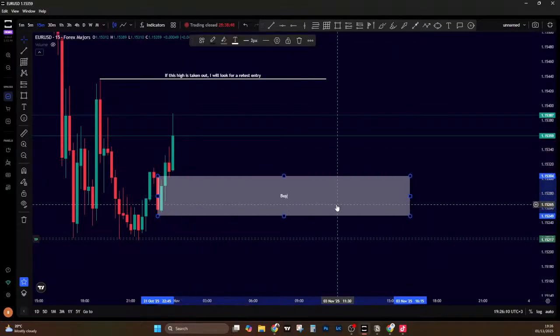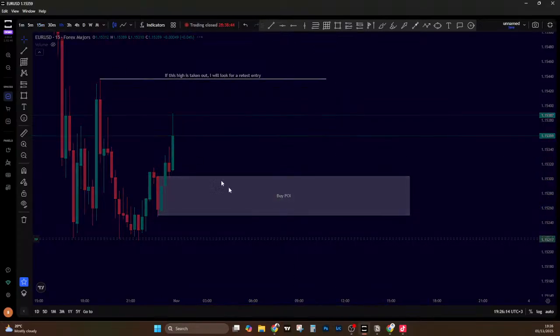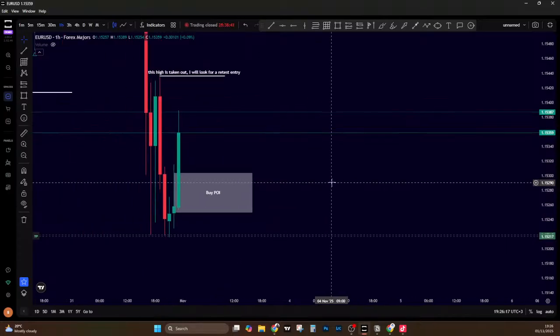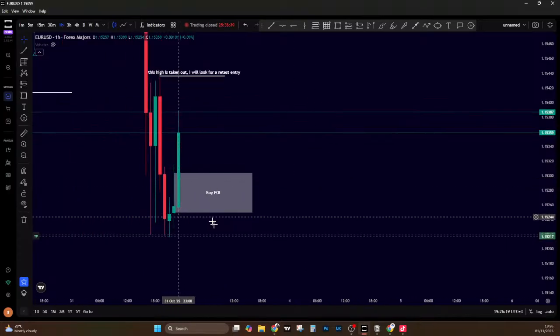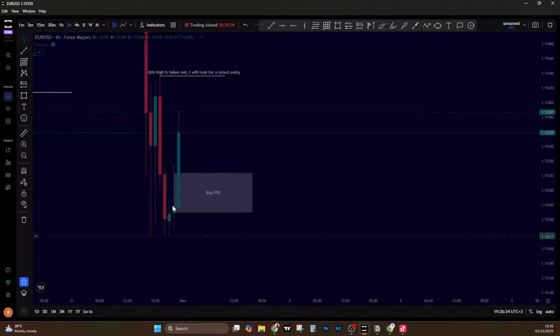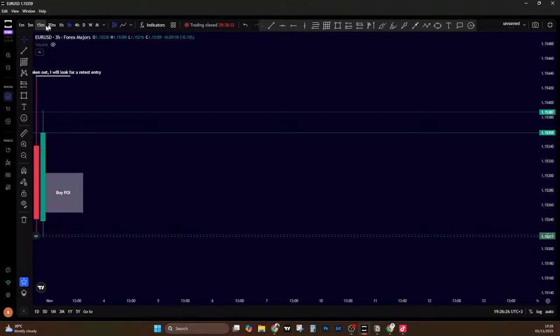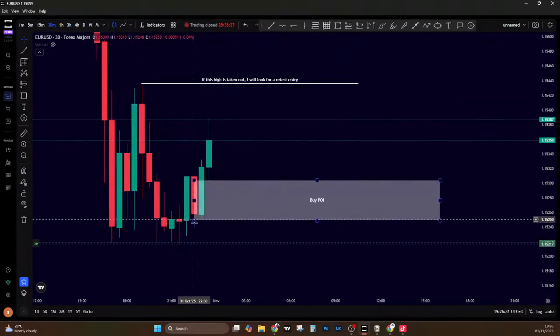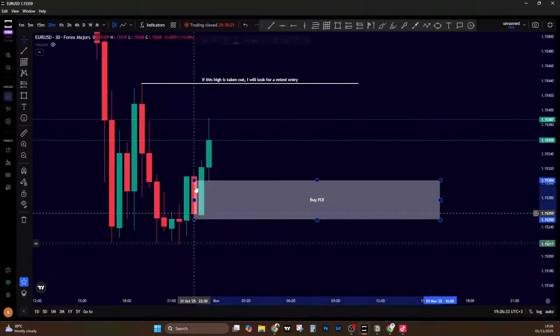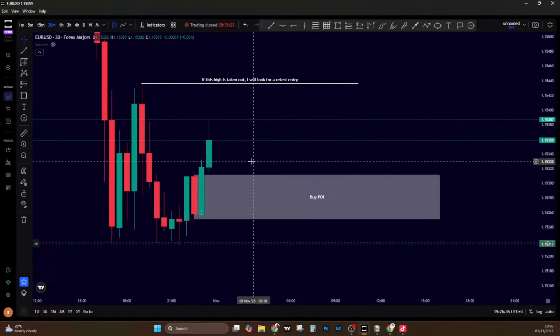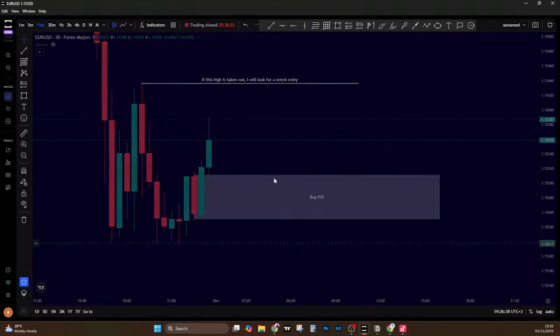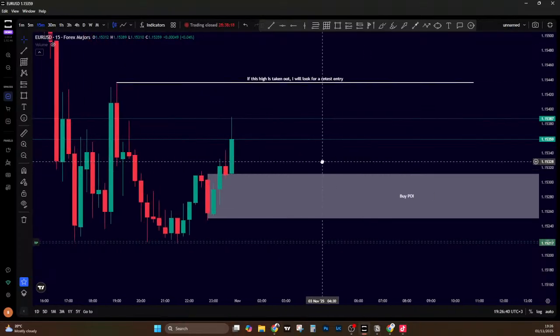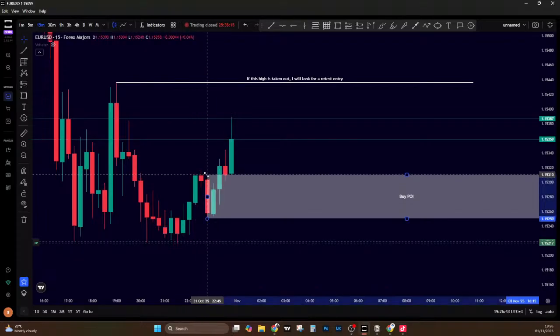So you can call this a buy POI, but this is 15 minutes. It's dangerous to look for entries on 15 minutes. Yeah, this is the last candle before the impulsive move. So you can look at that too, and you see there is an order block here. There is an order block here. So that is how I will trade this.